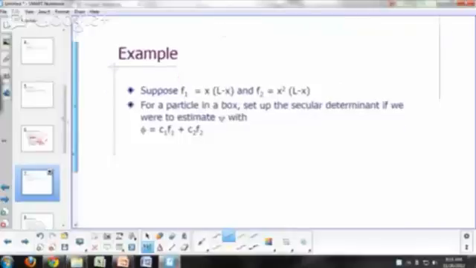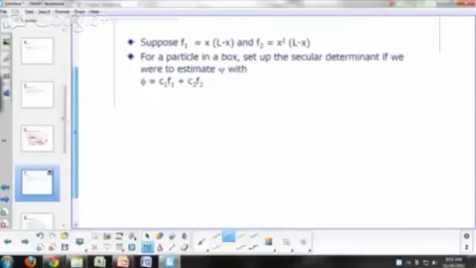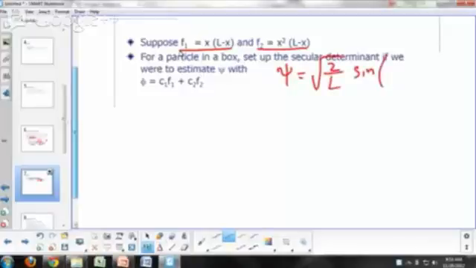Let's say you have F1 is equal to x times (L minus x), and F2 is x squared times (L minus x). Let's do this for a particle in a box. What did we say the exact wave functions are for the particle in a box? Square root of 2 over L sine(n pi x over L), right? Where n is 1, 2, 3, and so on.